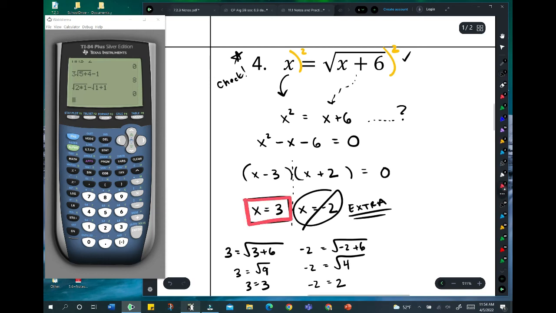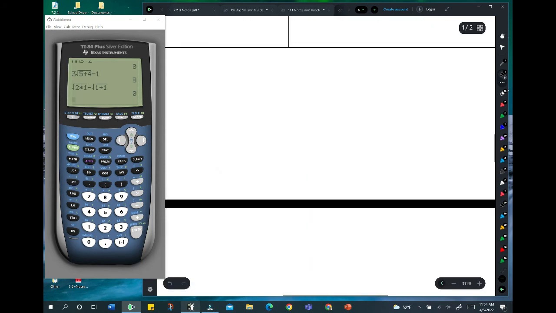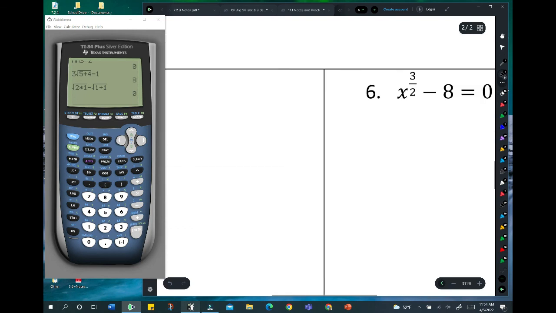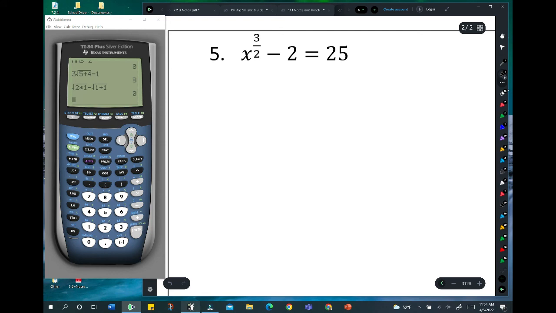You do want to get in the habit of checking those. Otherwise, you might lose points if you put both. Okay, so problems with x squareds, you're going to have 2 solutions you need to check. Okay, the last 2 problems involve fractional exponents. They're really not all that scary.